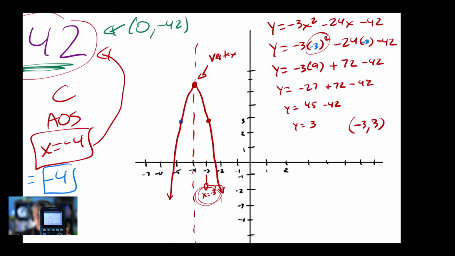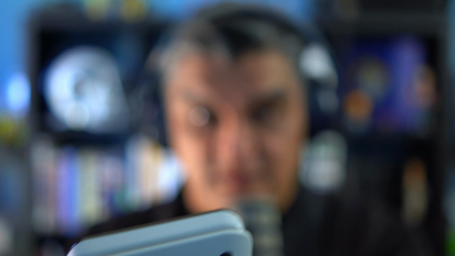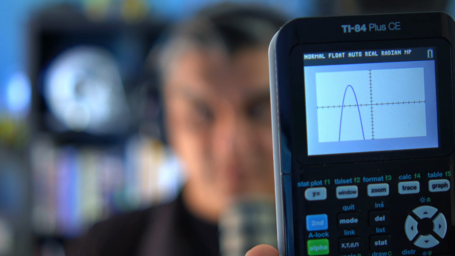Hold on, those of you that can't see it. You could go and type the equation into your graphing calculator and then hit the button that says graph right here. And then bam, there it is. That is a way to check your work, but you should be able to do it with technology and by hand. So this is how we do it. Any questions?